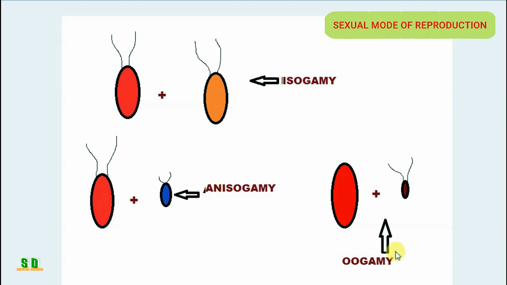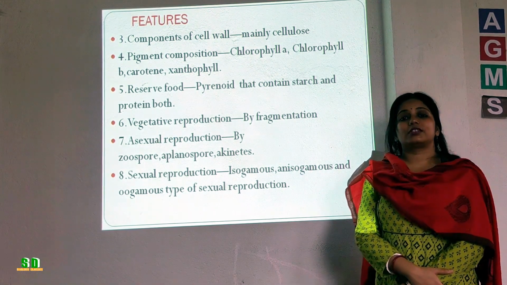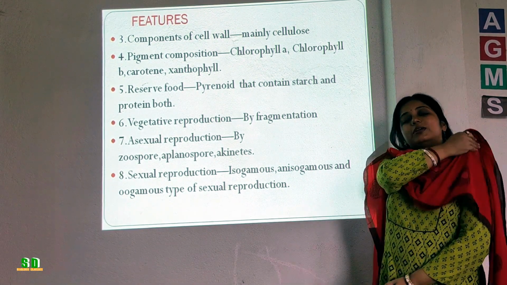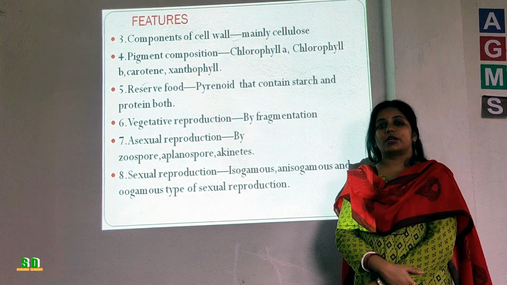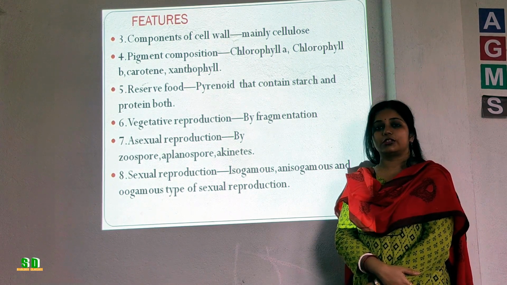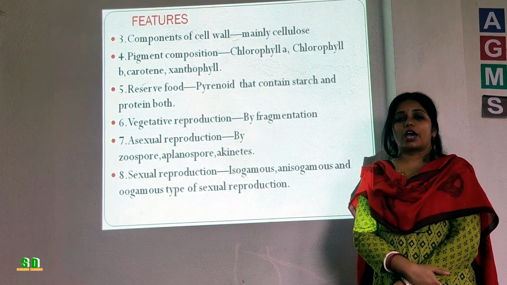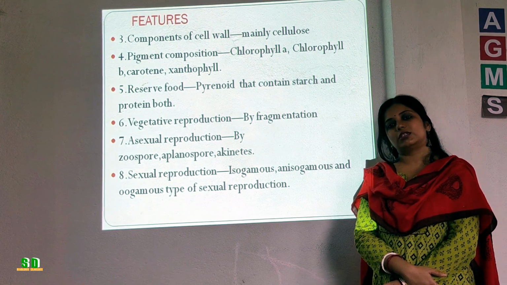So these are a few members of Chlorophyta where we can see isogamy, anisogamy and oogamy types of sexual reproduction. So from today's lesson, we have gotten a clear idea about the members of the division Chlorophyta. Next day we will discuss Phaeophyta. Till then, learn this portion and I will give you one assignment. Do that one and we will meet once again.